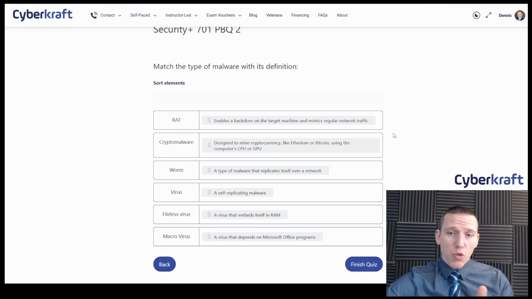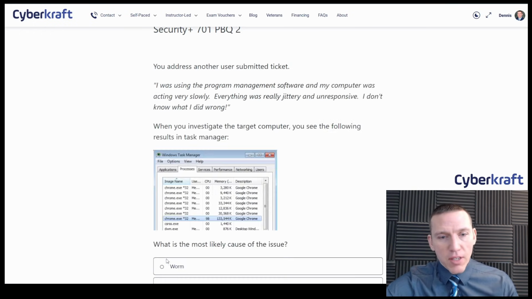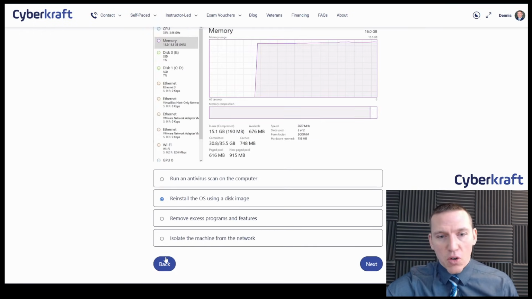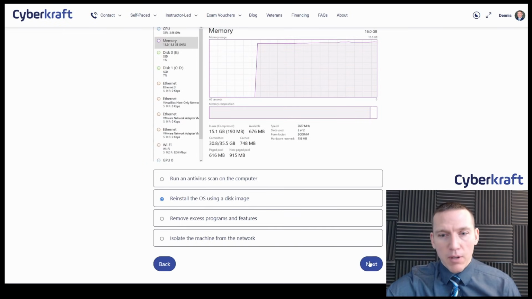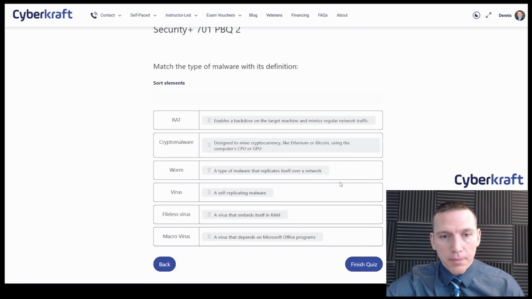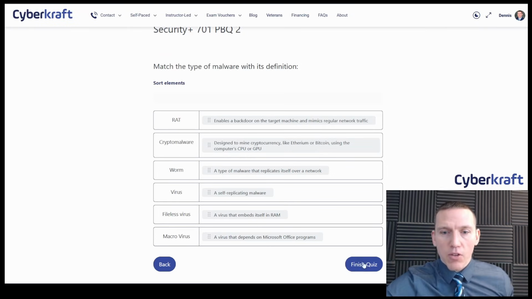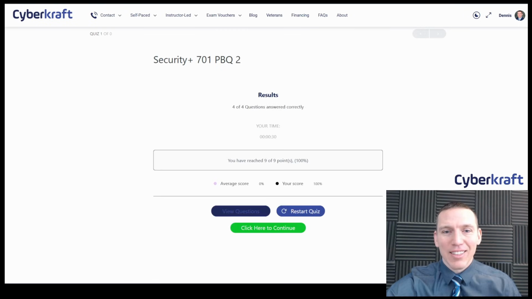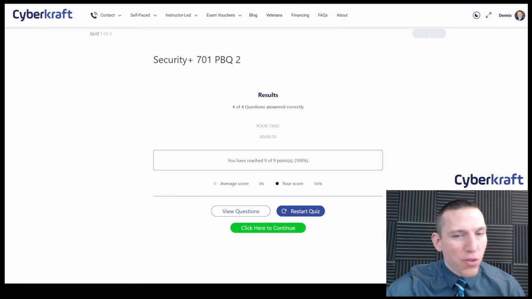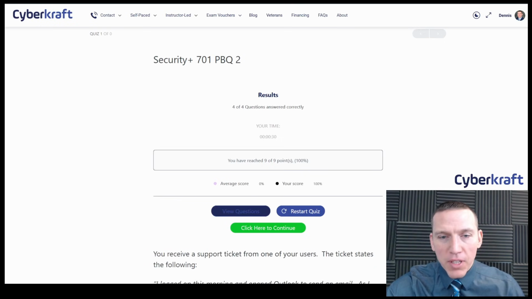Okay, there's some tricky ones in here. I'm curious to see if, I think this is correct that we had fileless virus and then reinstalled disk image, but we'll find out here. This is a pretty good question my team came up with, so let's go ahead and try, see how we did here. Okay, hey, we got them all right here. So that's great. Let's take a look here, see what the explanations are.